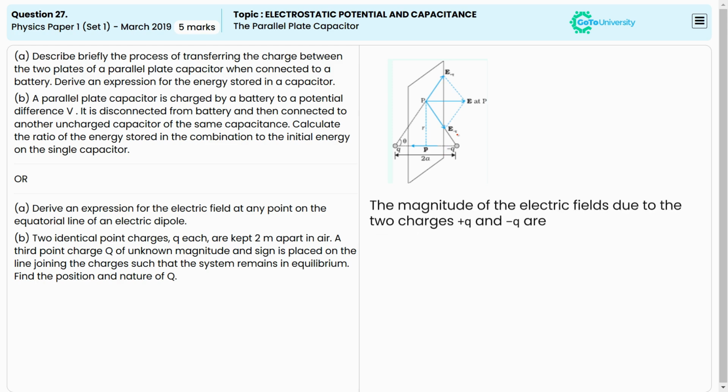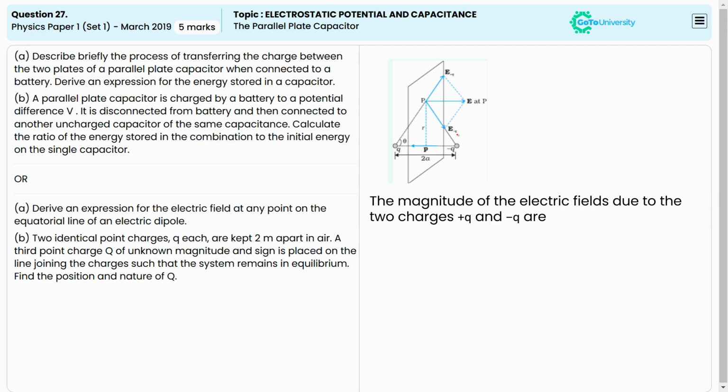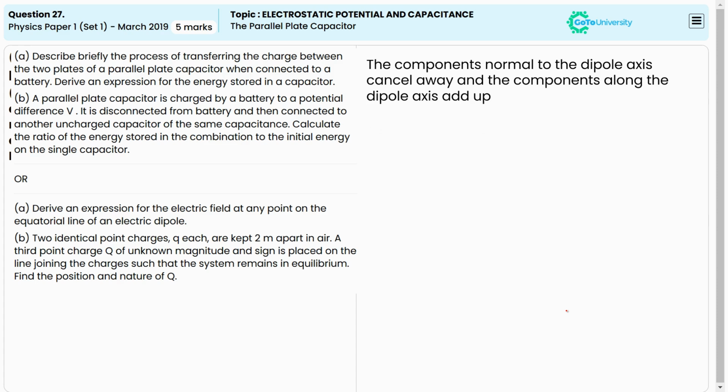Now, the magnitudes of the electric fields due to the two charges, plus Q and minus Q, are, E of plus Q, we can write it as 1 upon 4 pi epsilon naught times Q divided by r square plus a square, and E of minus Q is equal to 1 upon 4 pi epsilon naught times Q divided by r square plus a square.